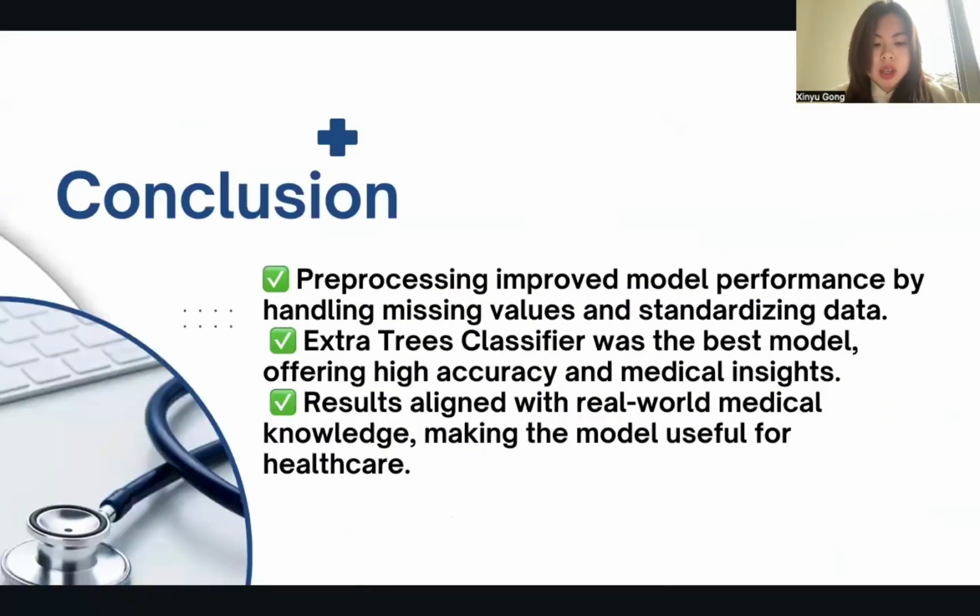So in summary, pre-processing improved model performance by handling the missing values and standardizing the data. And the Extra Trees classifier was the best model, which offered high accuracy and medical insight. The results aligned with real-world medical knowledge, making the model useful for healthcare.